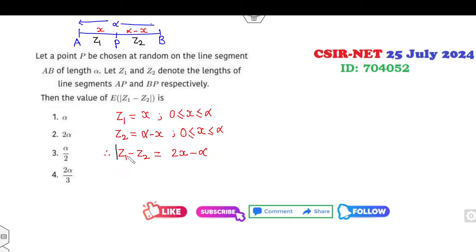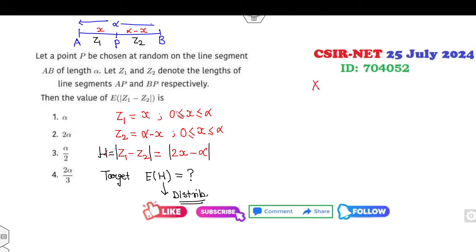Now your target is to find the modulus value, so I take the modulus. I consider this as H. Your target is to find the E of H. And how can you find that? If I know which distribution H follows, then you can easily find the mean.